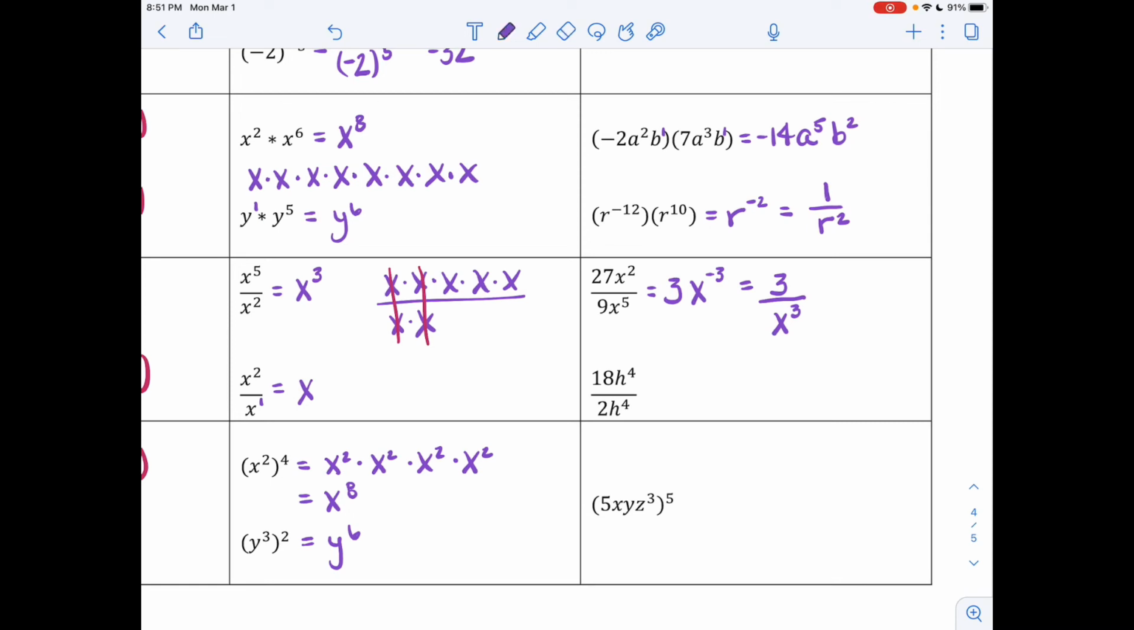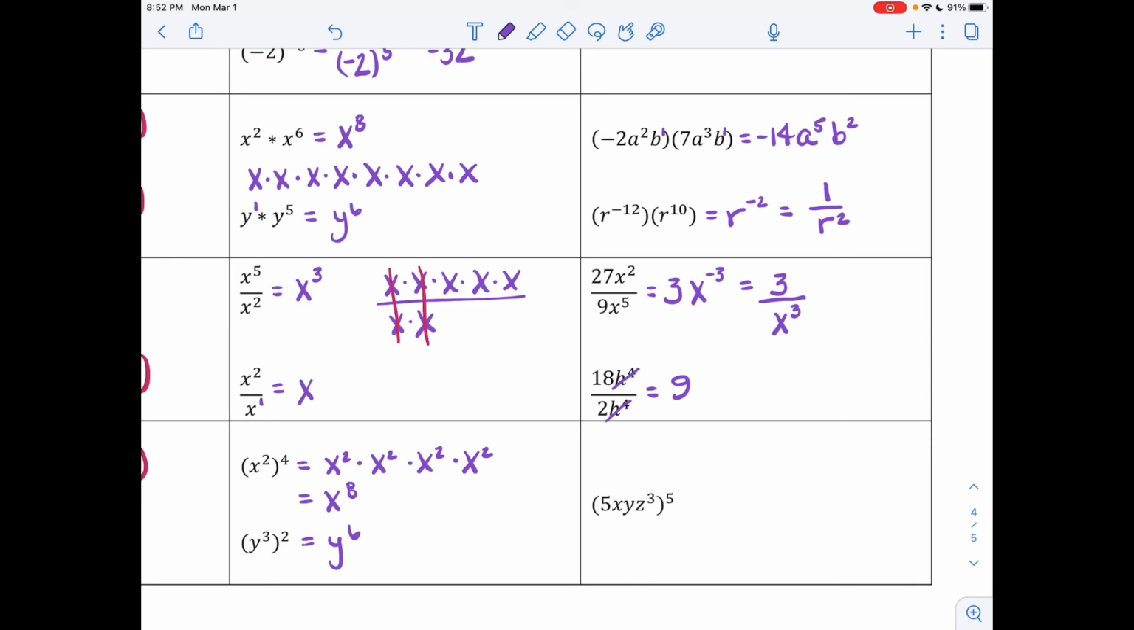All right, let's take a look at one more. 18h to the 4th over 2h to the 4th. Couple of ways to approach this. For either method, 18 divided by 2 is going to give me 9. But then with the h's, we could think of a couple different things. We could either use our property and say 4 minus 4 is 0. And we know that anything raised to the 0 power is 1. Or we can simply say, oh, I have h multiplied by itself 4 times on top and on bottom, so they cancel. So either way, our final answer is 9.